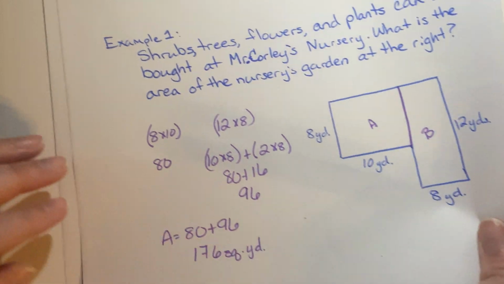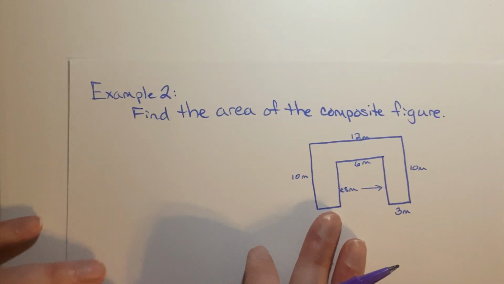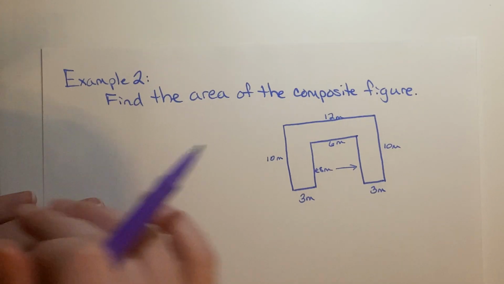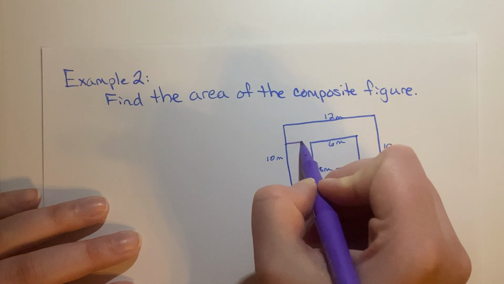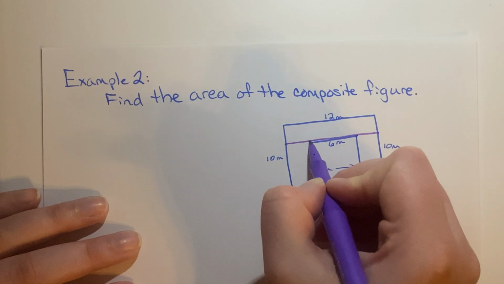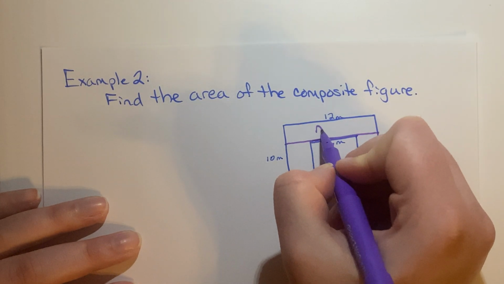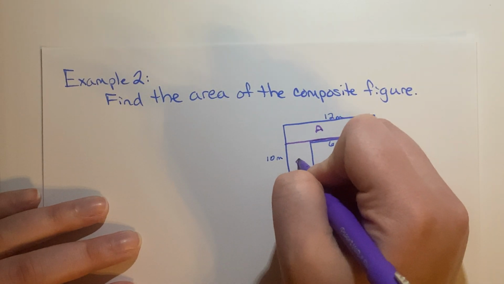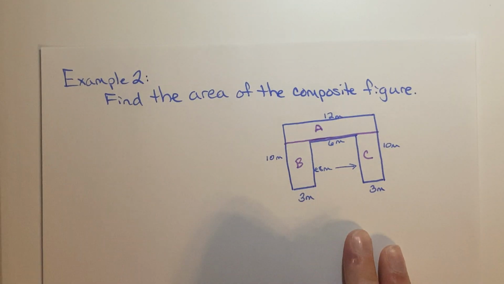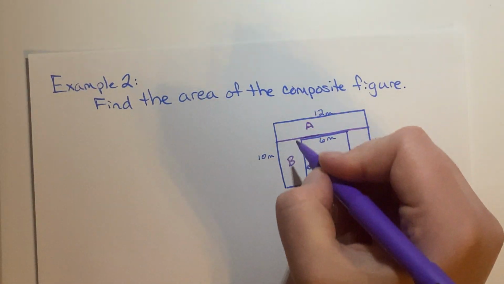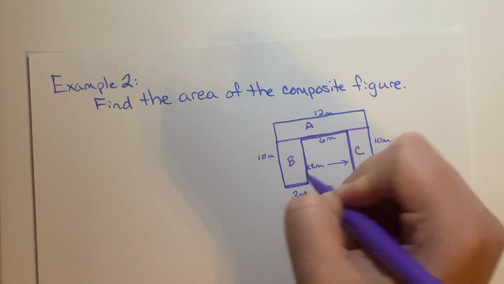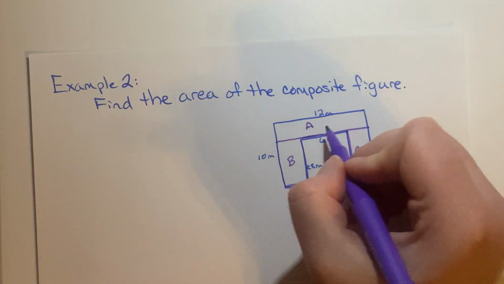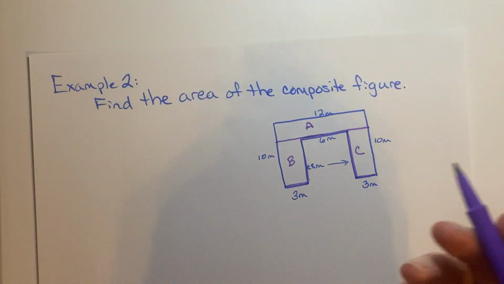Okay, so let's go ahead and look at example 2. Find the area of the composite figure. All right, let's break this down. Let's make it to where this is A. So we have A, and then this is going to be B and C. Now B and C, I think, are going to be the same exact thing because this is 8 here, and this is 8 here, 3 and 3. So it's going to be the same for both sides here. But here is a little different.